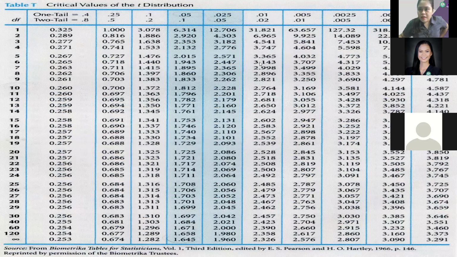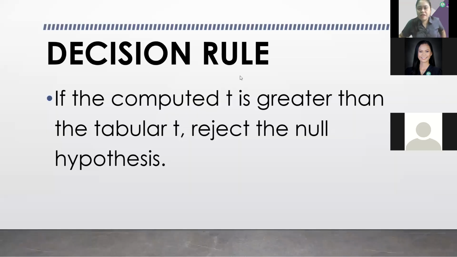So, let's have this. Take note muna of the decision rule. Kasi we are doing manual computation, so we have a different decision rule here. We don't have a p-value, so we will not be using the p-value. Now, for the manual computation of the t-test, this is our decision rule. If the computed t is greater than the tabular t, reject the null hypothesis. Otherwise, accept it.